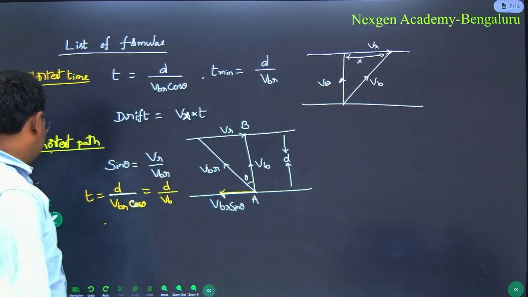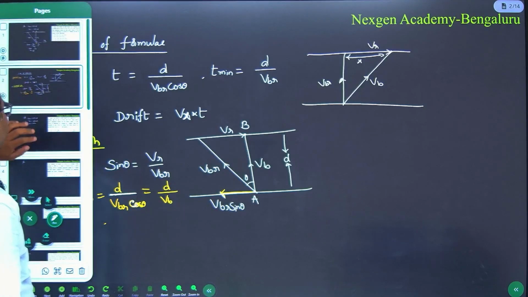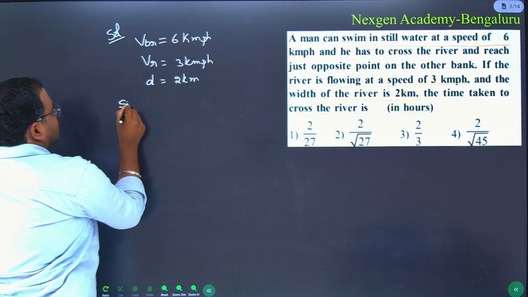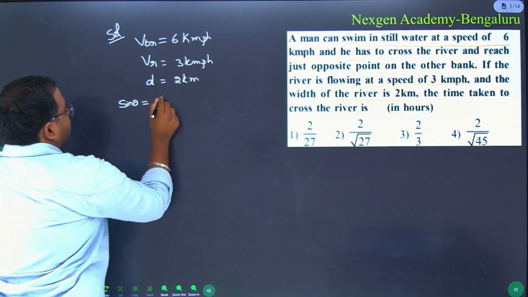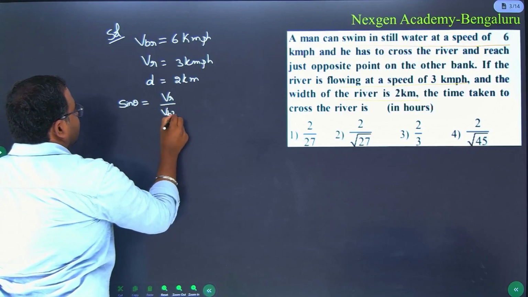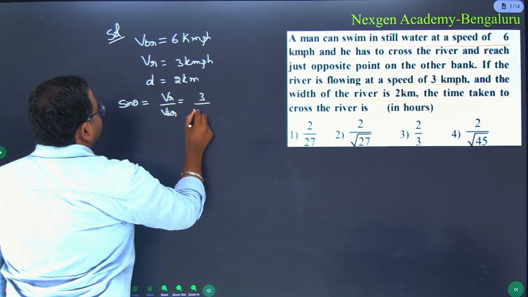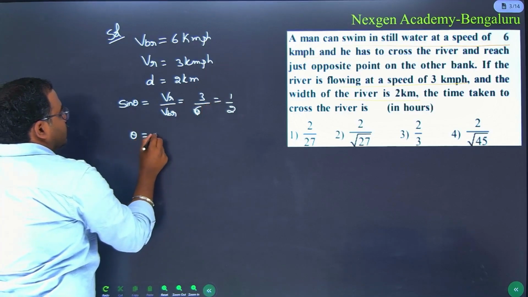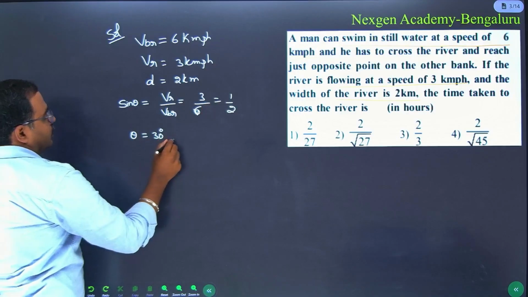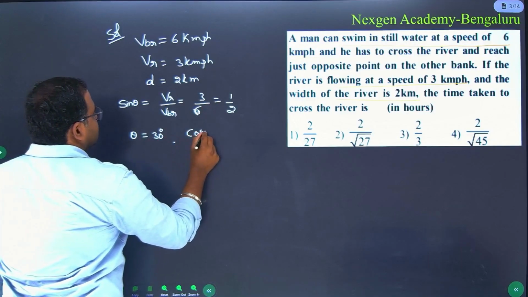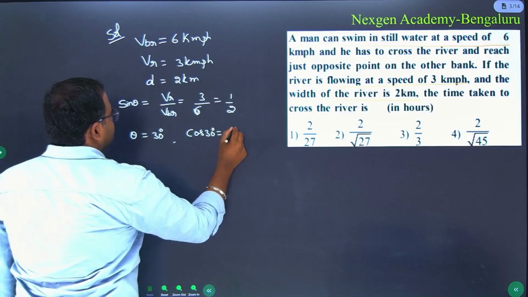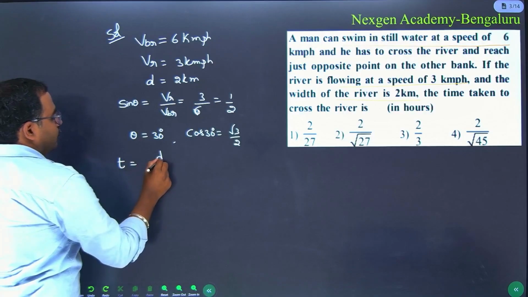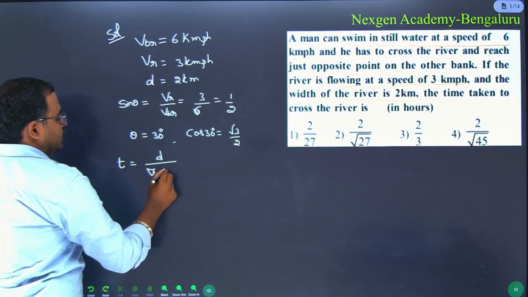Let me take the formula first. Here it is. What's the formula for sin theta here? Sin theta is equal to VR by VBR is the formula. VR is equal to 3 and VBR is equal to 6. This is equal to 1 by 2. Theta is equal to how much? 30 degrees. If theta is equal to 30 degrees, what is cos theta? Cos 30 is equal to root 3 by 2. This we know. And now time taken is equal to d by VBR cos theta.